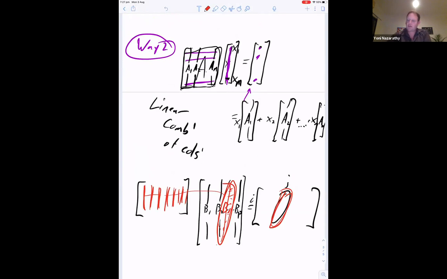So that's way two, and the only way you can do it is you need to kind of experiment with it. You need to write this out. You need to convince yourself that this is true. So this is called linear combination of columns.